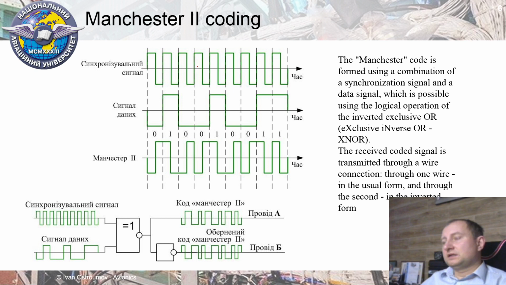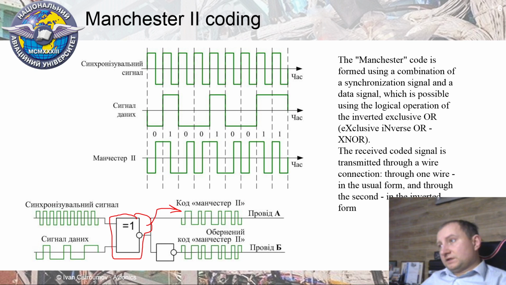bit speed. And what we just need is to put both of the signals to the logical operation of the inverted exclusive OR. And in this case, after it, we will get coding by Manchester 2.